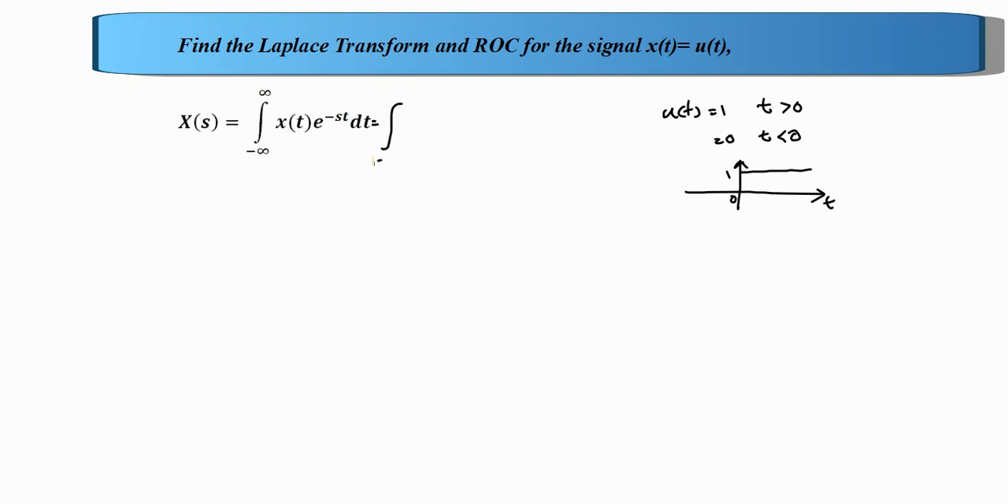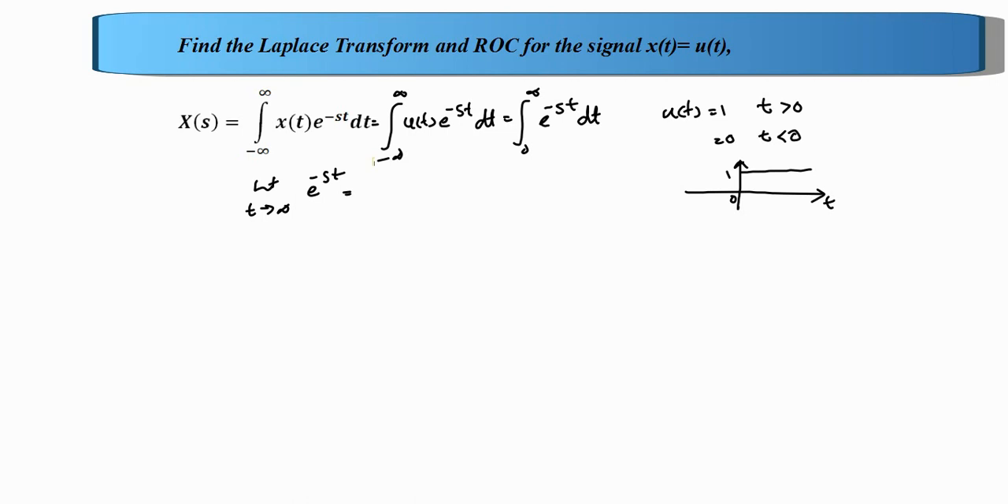So I can substitute here integral from minus infinity to infinity of u of t e raised to minus st dt. Now we know that the signal exists only from 0 to infinity, so I can simplify the limit to integration from 0 to infinity of e raised to minus st dt. So now we need to apply the limit t tending to infinity on e raised to minus st.